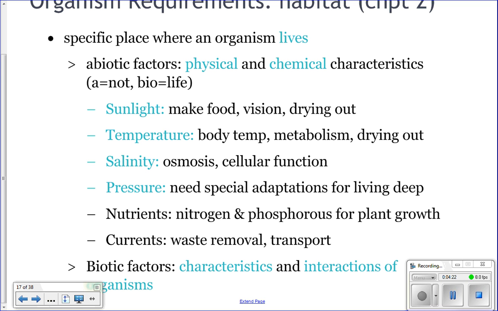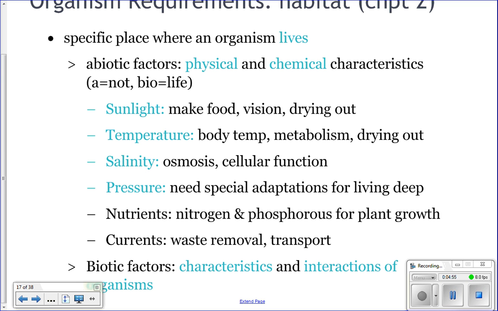And then currents will also be an important abiotic factor. So an animal that is sessile, meaning it lives its life attached to a rock or some other surface, will depend on the right amount of currents to take away their waste when they poop, and then also to bring them food. And then other animals will depend on currents as well for transporting their young and their larvae around. So those are the abiotic factors that are going to make up an organism's habitat.